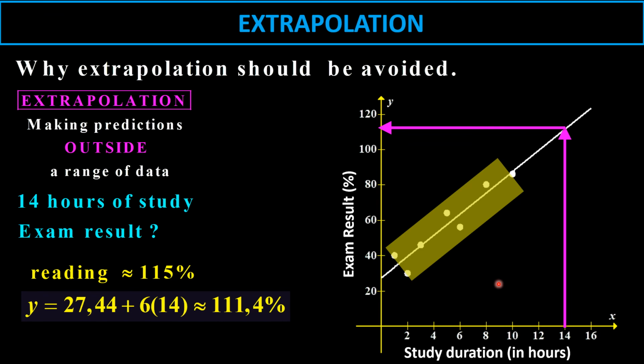114%. But what can you tell me about this? 114%. That's not possible. Why? Because the maximum you can get is 100%. You see? So extrapolation, in this case here, doesn't fit the real life situation, though. That is unrealistic.